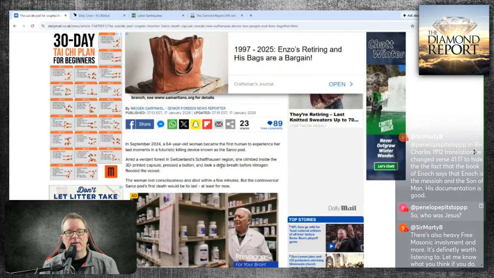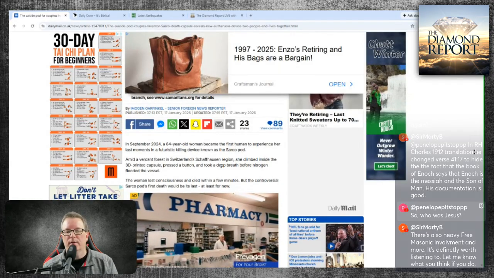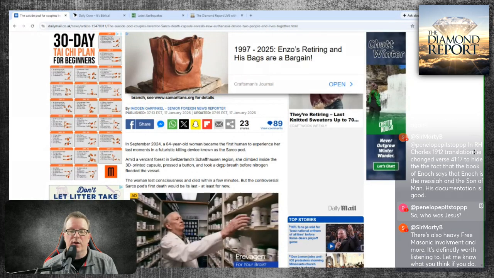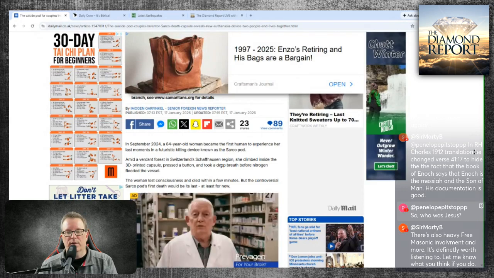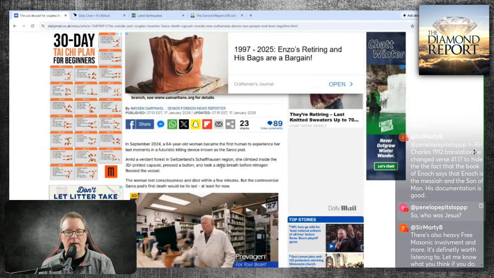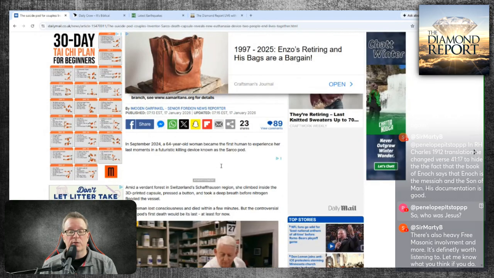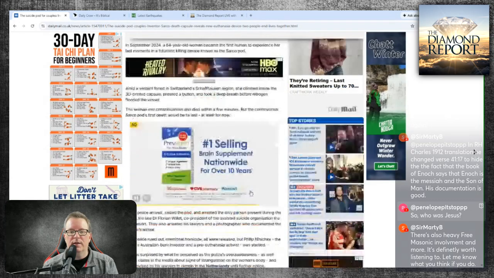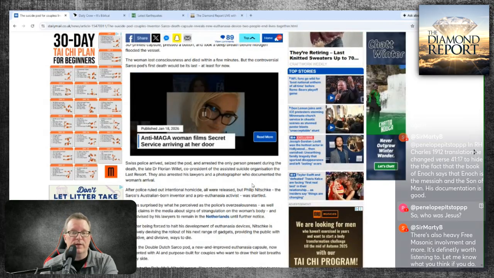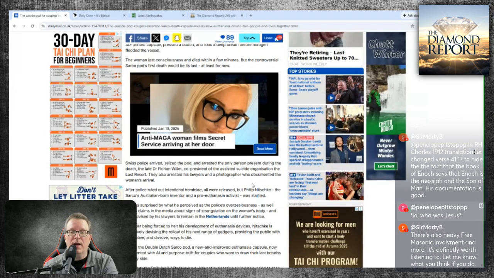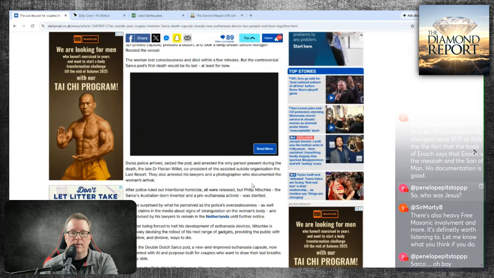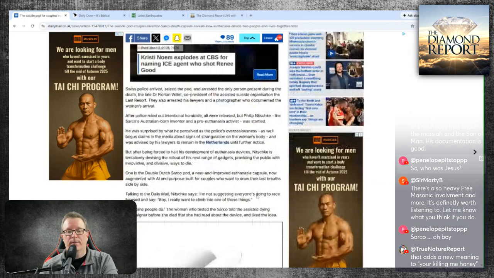September 2024, a 64-year-old woman became the first human to experience her last moments in a futuristic killing device known as the Sarco pod. S-A-R-C-O, Sarco pod. Amid a verdant forest in Switzerland's Schaffhausen region, she climbed inside the 3D printed capsule, pressed a button, took a deep breath before nitrogen flooded the vessel. The woman lost consciousness and died within a few minutes. But the controversial Sarco pod's first death would be its last, at least for now.